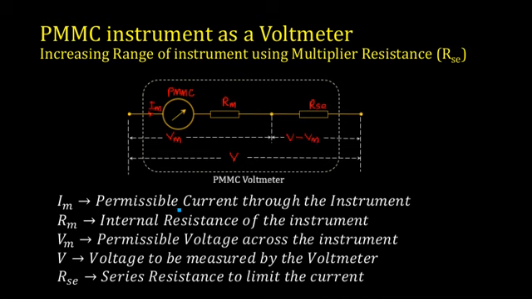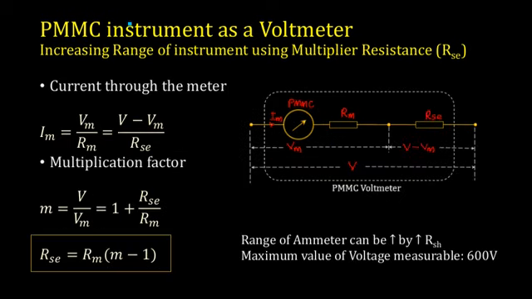So Im is the permissible current through the instrument, Rm is the internal resistance of the instrument, Vm is the permissible voltage across the instrument, which is the maximum value of voltage that can be applied across this particular moving system, including the pointer and the spring, and V is the total voltage to be measured by the voltmeter, and Rsc is the resistance connected in series, the multiplier resistance, to limit the current. You have to limit the current to not exceed a particular value.